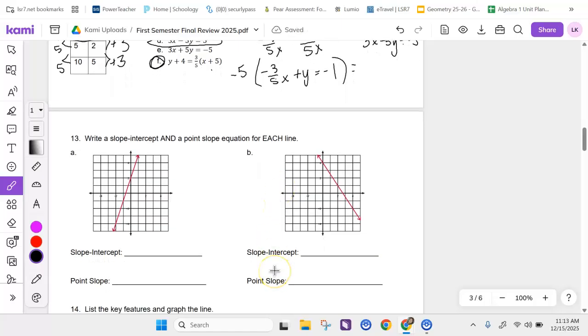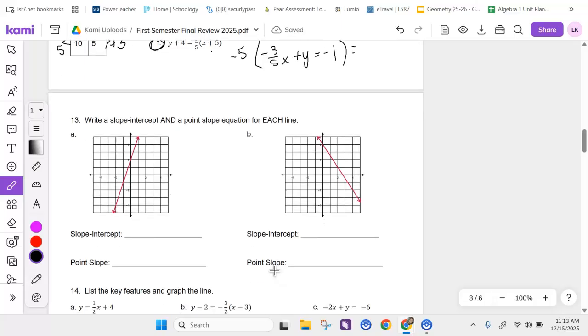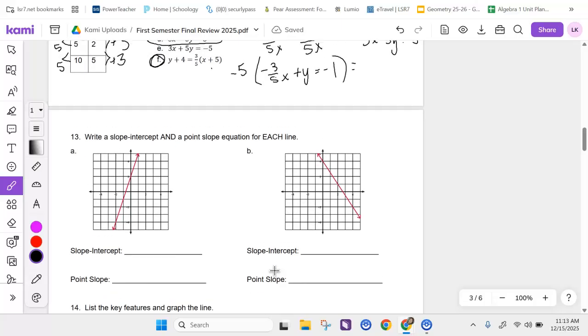Here we go. Write a slope intercept and point slope equation for each line. So first off, I have y equals mx plus b. Crosses the y at 2. Let's go from here. We go up 1, 2, 3 over 1. So my y equals 3x plus 2.